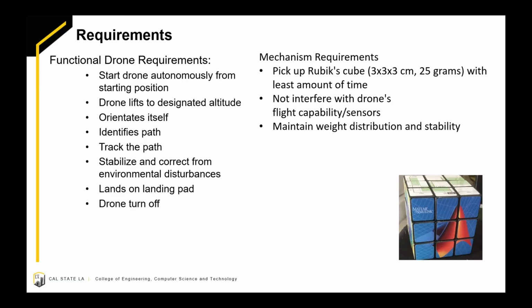Since the drone will have to pick up a payload, there are some requirements. Those being: the drone must pick up a Rubik's Cube that's 3 by 3 by 3 centimeters and weighs 25 grams with the least amount of time. Not interfere with the drone's flight capability and sensors. Maintain a weight distribution, meaning the center of mass shall not change with additional payload, and the drone must remain stable while flying with the payload.